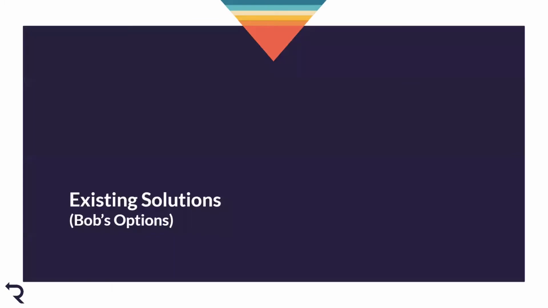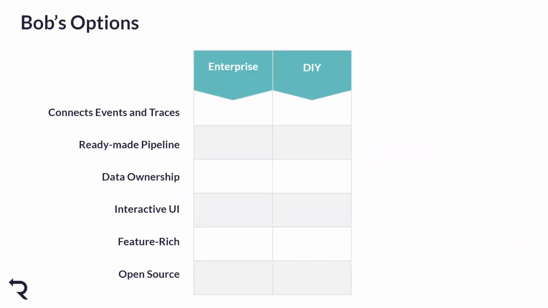Let's have a look at some of his options. Now, one avenue for Bob is to go with an enterprise solution. SaaS vendors such as Sentry, Datadog, and New Relic would provide a way to see backend traces in the context of front-end events as demonstrated. These enterprise solutions offer not only observability for traces, but also logs and metrics, making them feature-rich.